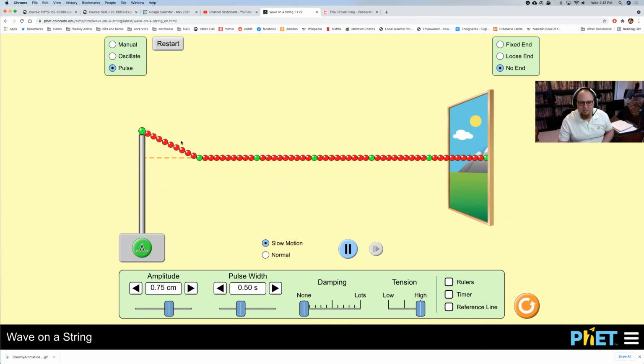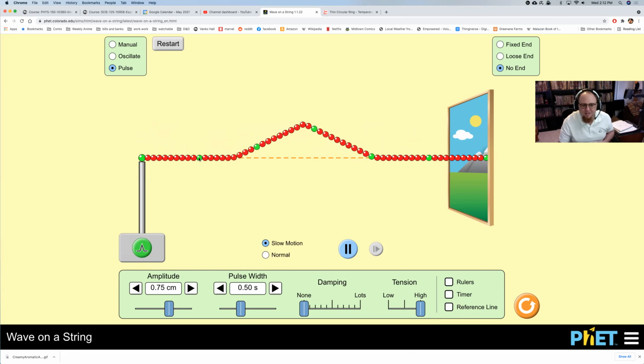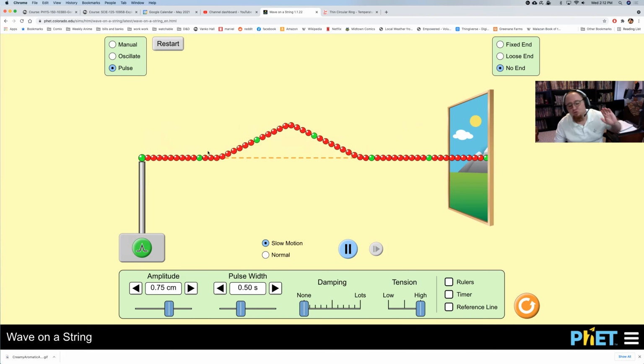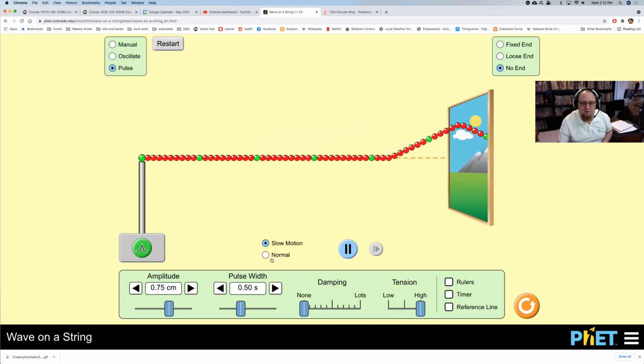Slow it down, actually. Now, what we have here is that the spring itself is not moving down this path. The disturbance is moving down the path. Look at this green dot right here. When this gets flicked, this green dot goes up and down, but it doesn't move to the right. What moves to the right is that hump. What it really is is the transfer of energy without mass. When it's higher, it has more potential energy, and we're traveling that increase in potential energy down the road. That is what a mechanical wave is.